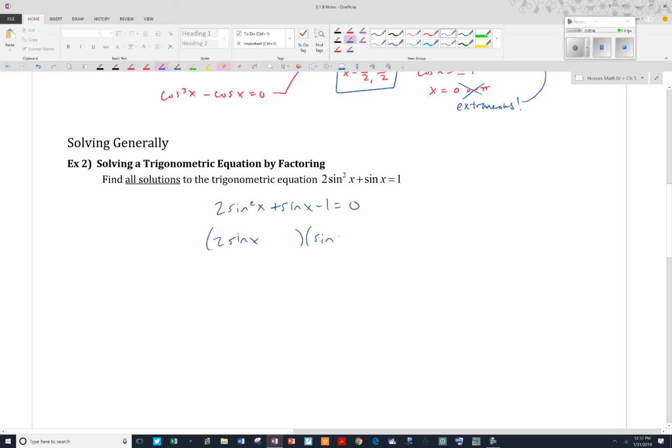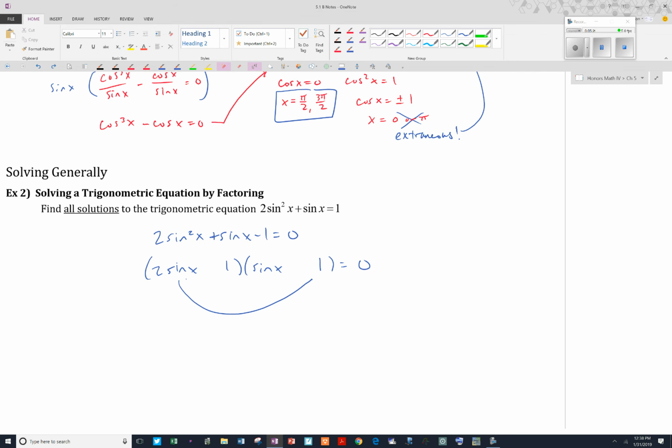I know to start off with, I at least can have a 2 sine of x and a sine of x in my binomials. 1 and 1 here. One of them is going to be negative, though. I need this product and this product to add up to 1 sine of x, that middle term right there. So I'm thinking if I put the plus here and the minus there, that is our factorization.